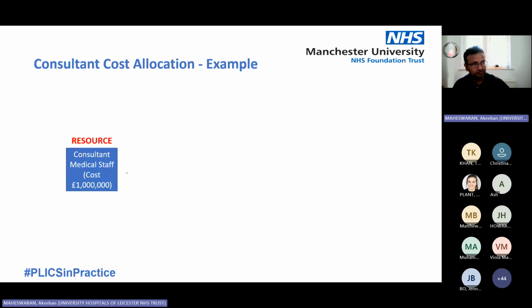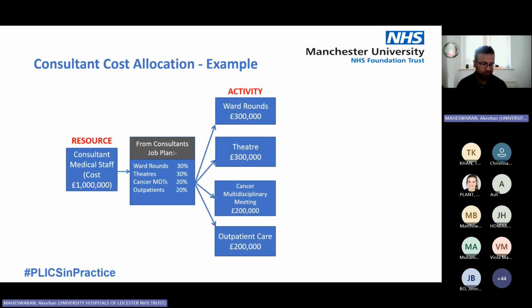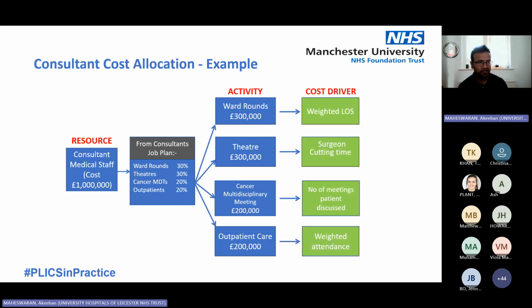Then they do medical or consultant cost allocation based on activity, and you can divide that again by the weighted length of stay or the surgical time, and divide that cost up by patient. So these are examples.